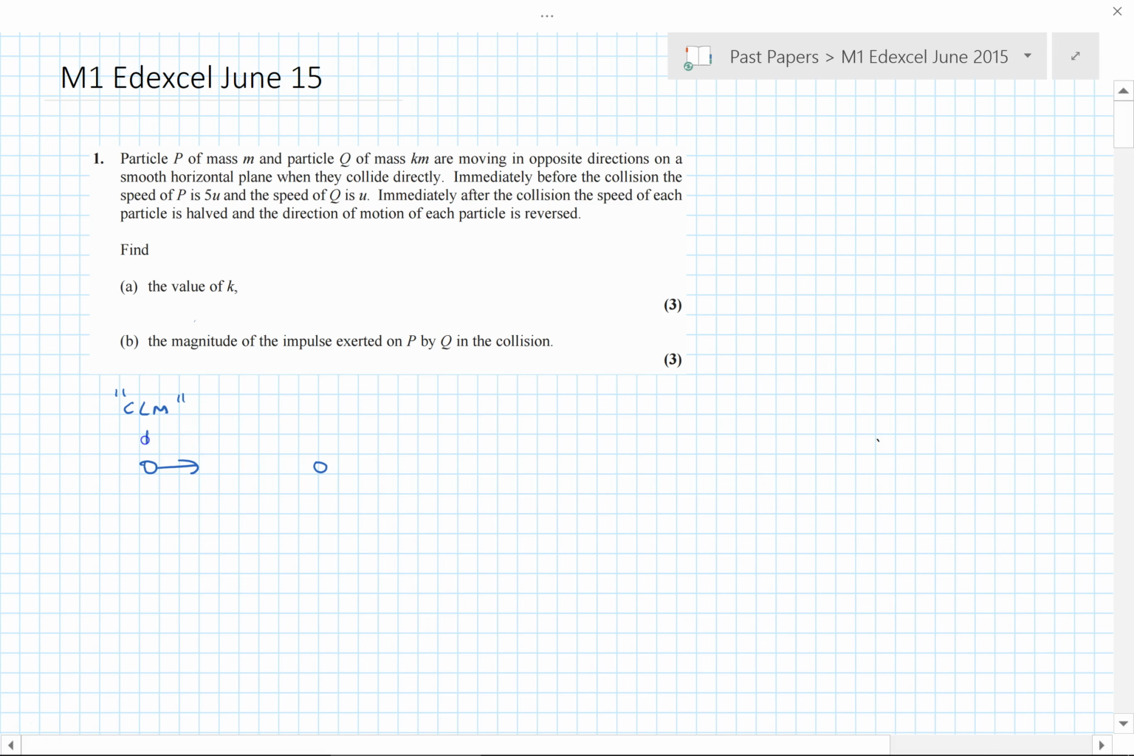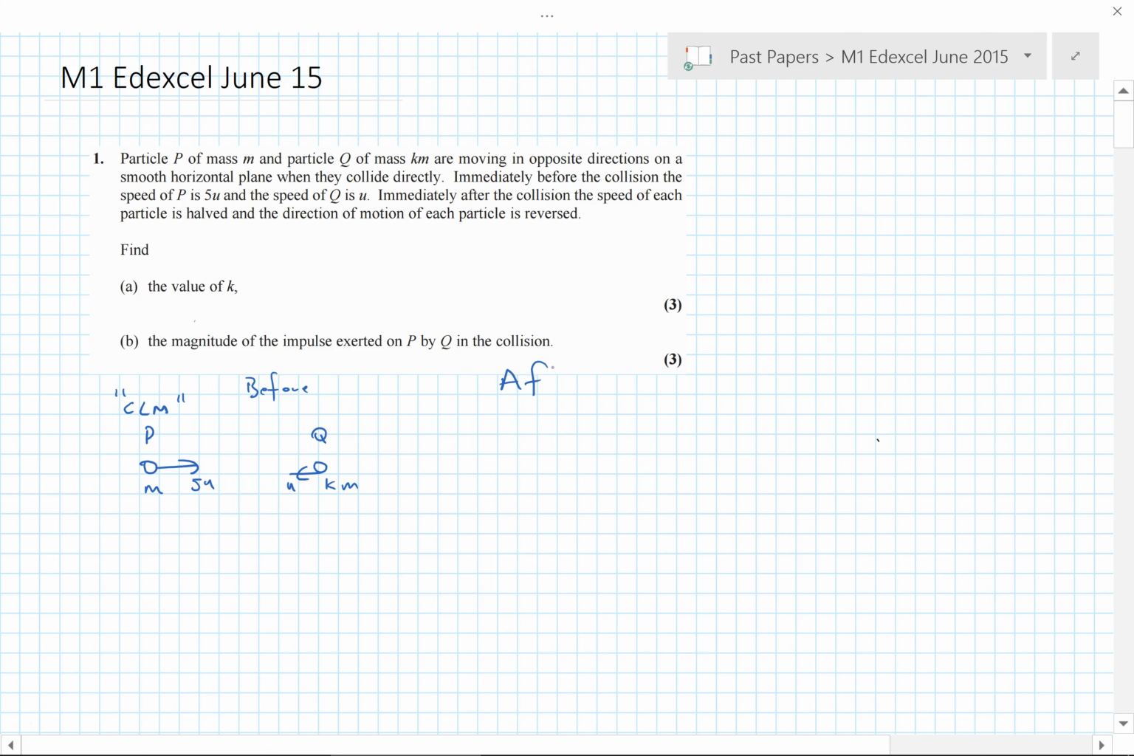It talks about two particles P and Q which are going towards each other in opposite directions. It gives us the masses of these, M and Km. It also tells us the speeds before and after effectively. It tells us everything really. So the speed of this is 5u and the speed of this is u. That's our before situation.